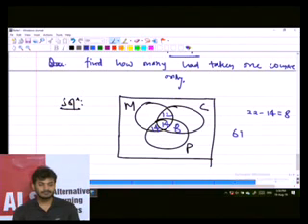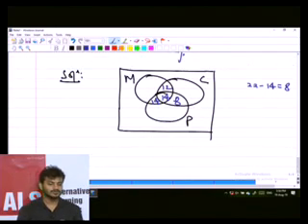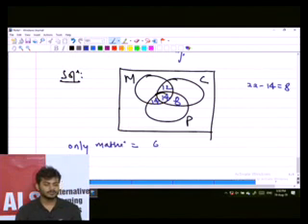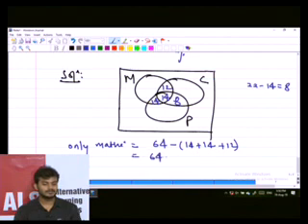This number would be 64 minus, now I can write here only mathematics. Only mathematics would be 64 minus of 14 plus 14 plus 12. What is this answer? 64 minus, this is 28 and 40. This would be 24. That's the answer.